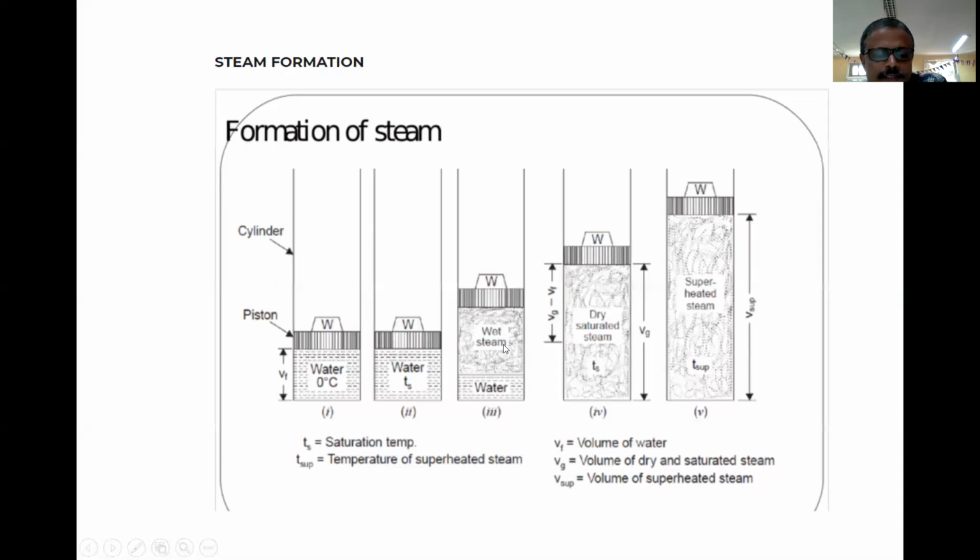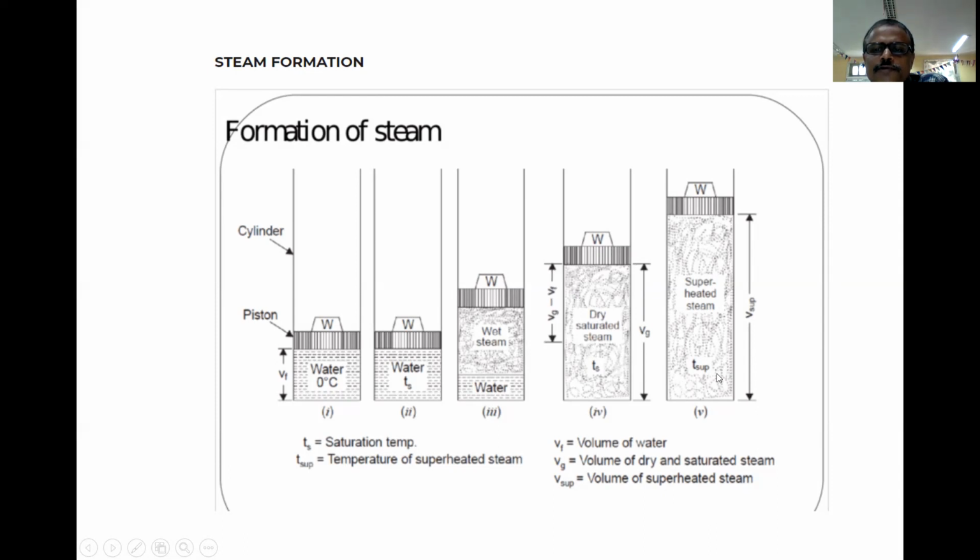It is to be noted that the temperature, which is saturation temperature, remains constant until all the water at its boiling point is converted into dry steam. So you continue heating, but temperature remains constant. This is seen in the fourth diagram, that is dry saturated steam. You continue the heating of wet steam, it becomes dry steam. In dry steam, there are no water particles in suspension. Only the volume increases, temperature remains constant.